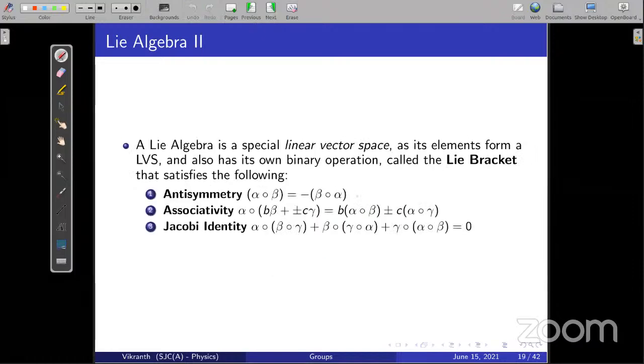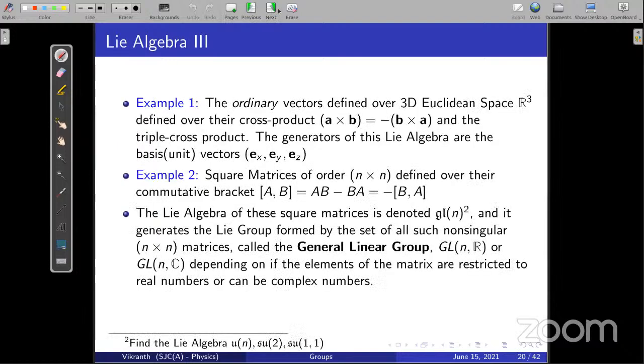This is all about Lie algebra. I won't be getting into all of this. I will pass this presentation on in Discord, so the ones who are interested can go through it in detail. All right. We've already studied Lie groups. It's just that we've never been told those are Lie groups.